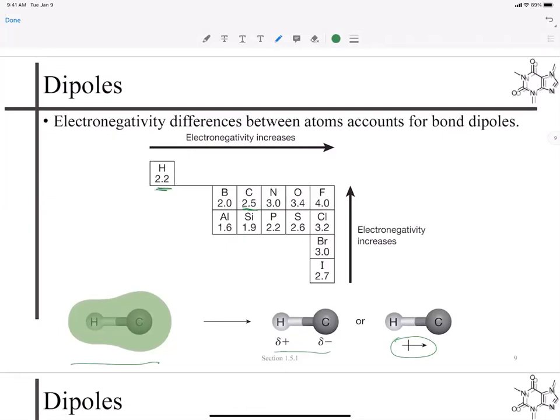Now, even though there's an electronegativity difference between carbon and hydrogen, for most organic compounds we consider carbon-hydrogen bonds to be essentially non-polar. They are very slightly polar, but for all intents and purposes, we consider them to be non-polar.